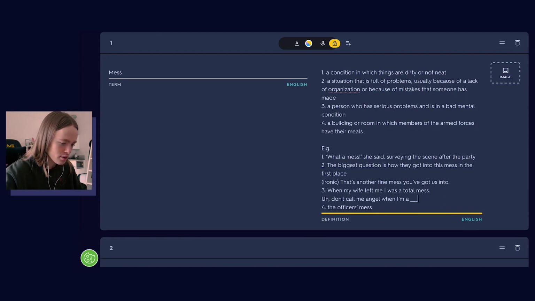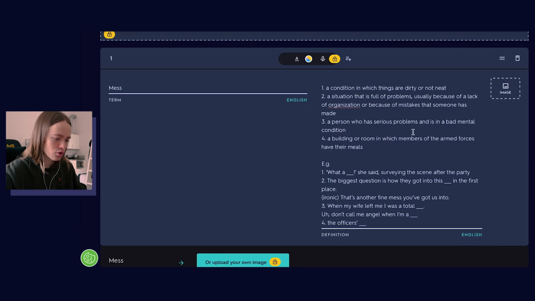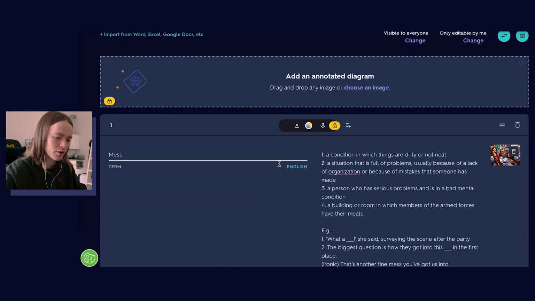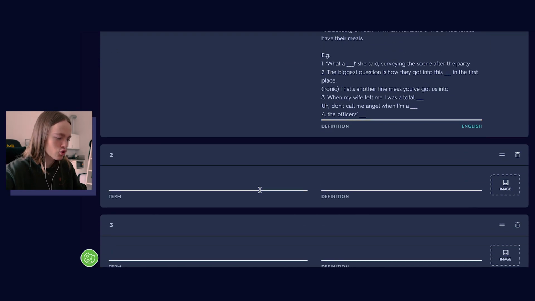So, and another example is gonna be here. So instead of the word mess, everywhere we need to insert this blank, blank, blank. And let's put an image here. Okay, yeah, I guess it's pretty much obvious what it means. So yeah, this is it. Let's switch to another word.